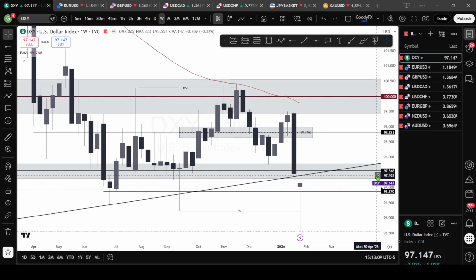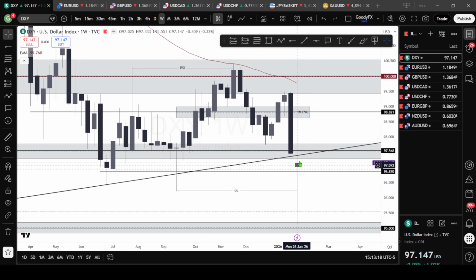On the weekly, what do we have here? We have this fair value gap here. You can see from this low to this high, there's a gap here, and see this candle formation here, kind of similar to what happened here when we swept this liquidity. So this is telling me that the market will most likely reverse to the upside after this sweep of liquidity.